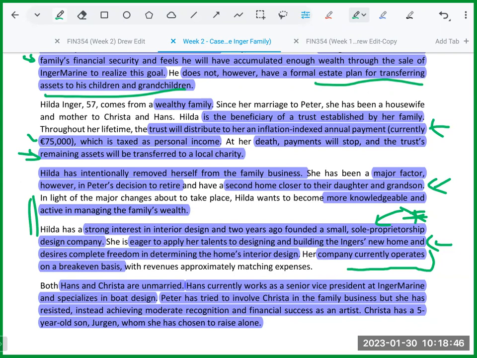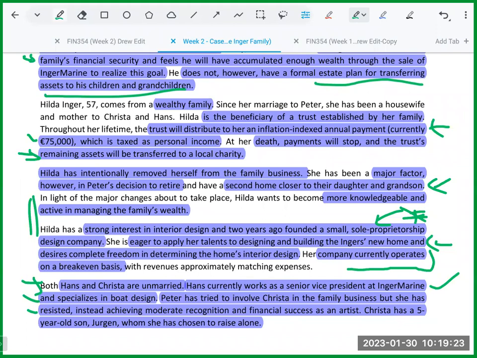All right. Okay, so both Hans and Krista are married. Once you see this, we know that, actually, Krista is unmarried but has a kid, which means she's living alone, and maybe she needs help from her parents as well. So we need to help Krista. Now, Hans is currently working as a senior vice president in Inga Marine, specialized in boats. Peter tried to involve Krista in the family business, but she's resistant. Instead, she achieved a moderate recognition and financial success as an artist.